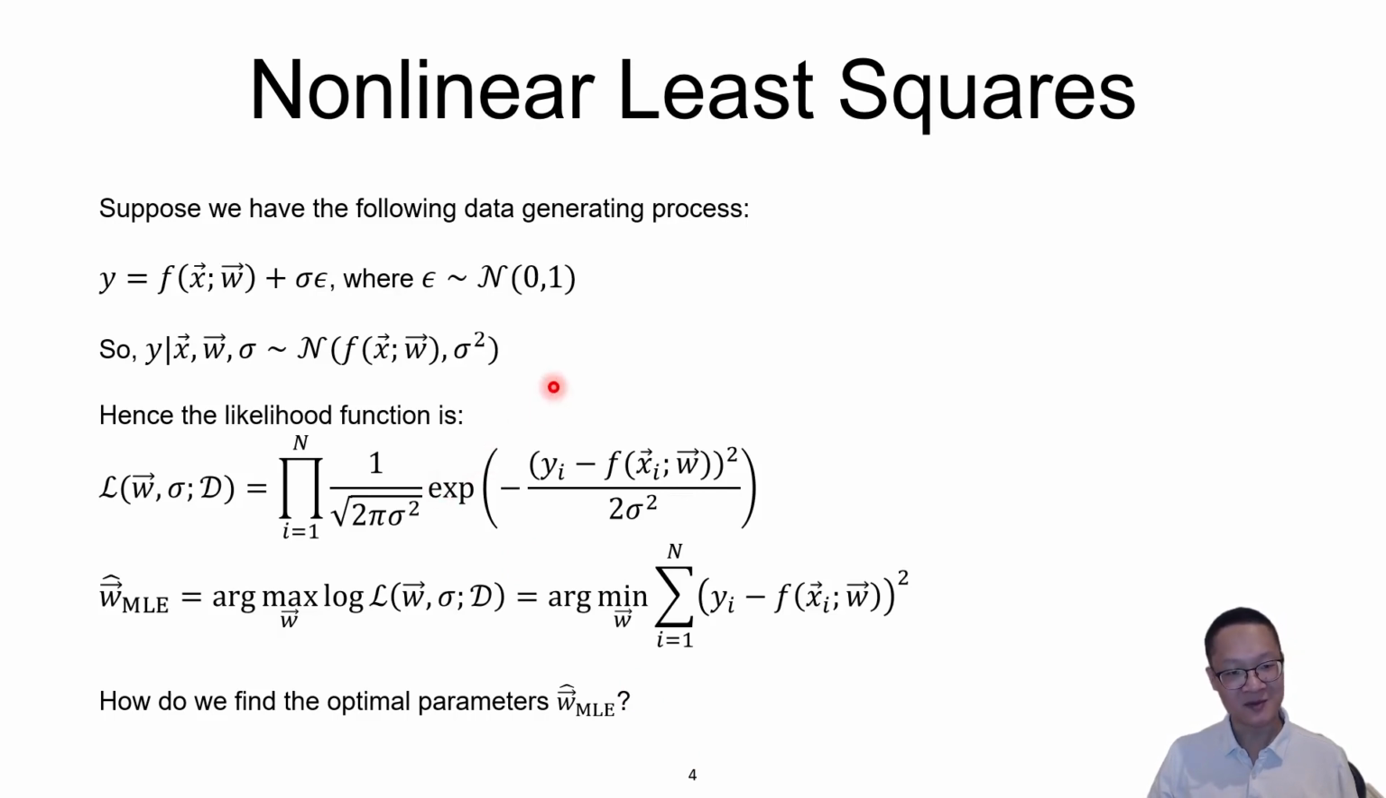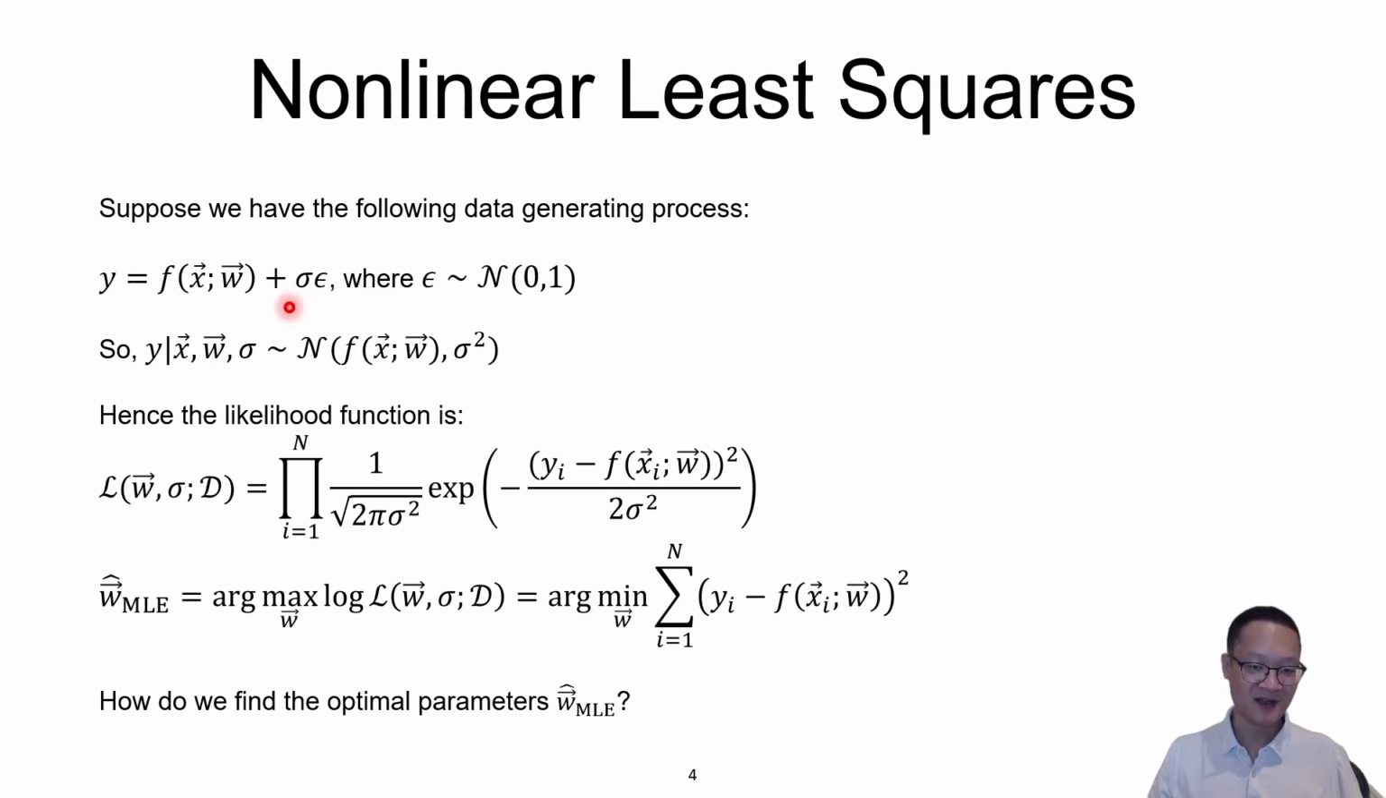Let's look at this from the probabilistic perspective as well. Let's say that we assume our data generating process is y equals f of x, w, plus sigma epsilon, where epsilon is the standard normal distribution. Following the previous slides on probabilistic models, we know that the distribution of y given x, w, and sigma is going to be a Gaussian distribution with a mean of f of x, w and a variance of sigma squared. So basically, we're going to assume this nonlinear model. f could be a nonlinear function.